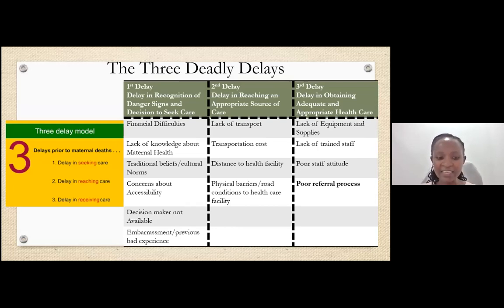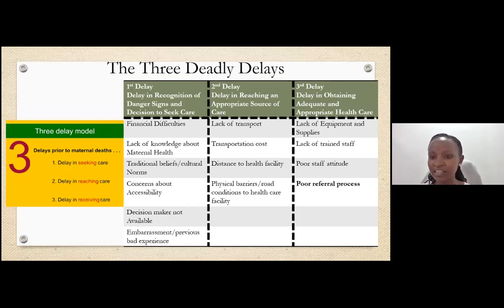Then the second delay is the delay in reaching care. So this has to do with the actual movement from home to the facility. This can be influenced by things like lack of transport, the transportation costs, the physical distance or the physical barriers on the way to health facilities. Then the third delay, which is the delay that we're going to focus on, is the actual delay in receiving care.